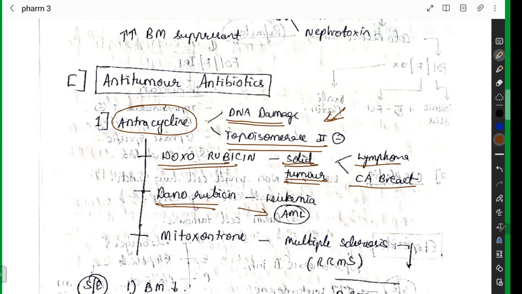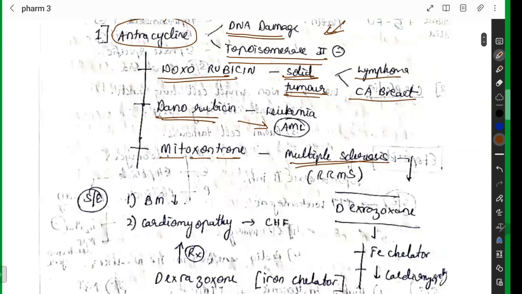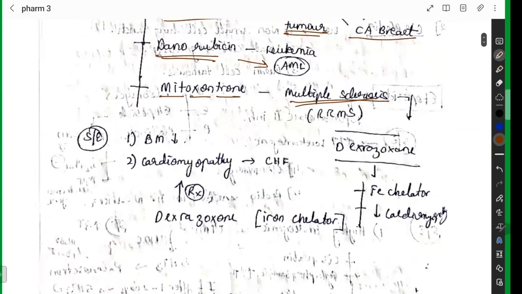AML, you're going to use daunorubicin. And you have the third one, mitoxantrone. It is used in multiple sclerosis. Okay, rapidly progressing multiple sclerosis. But in rapidly progressing multiple sclerosis, which is the most common drug used, dexrazoxane. So you will be using dexrazoxane.